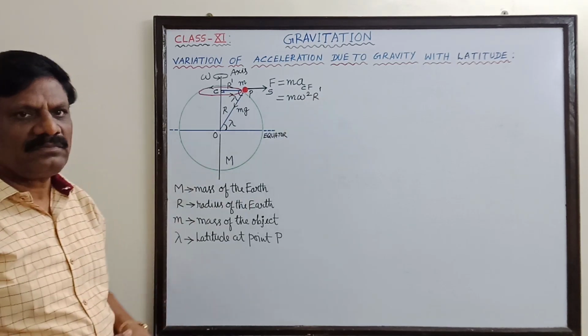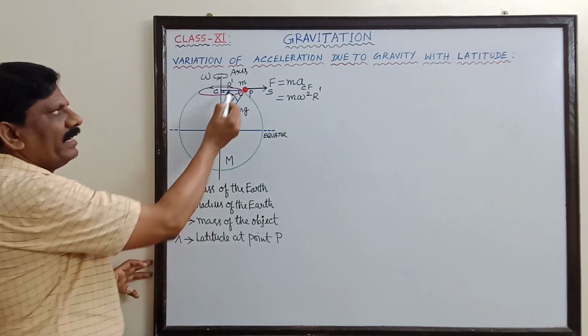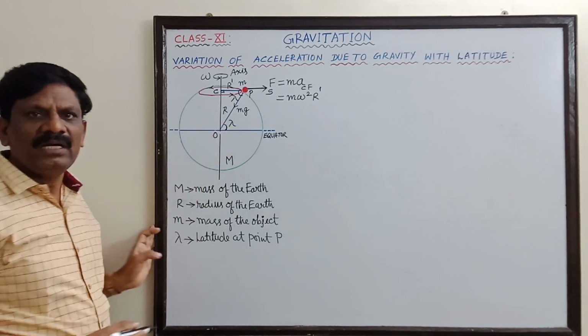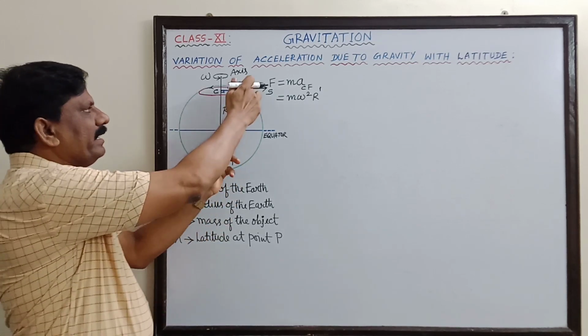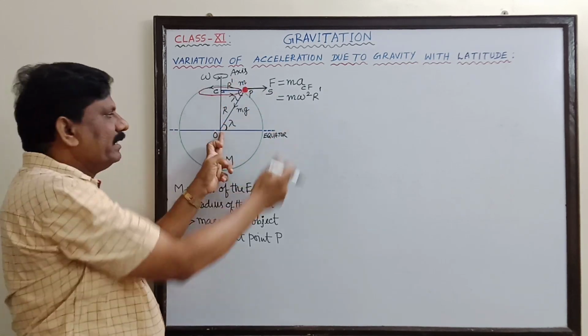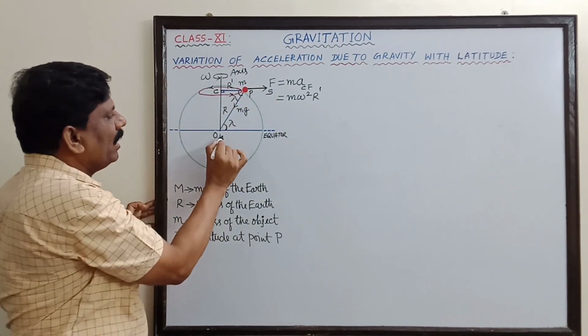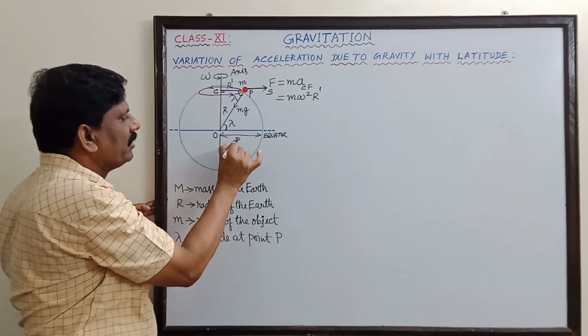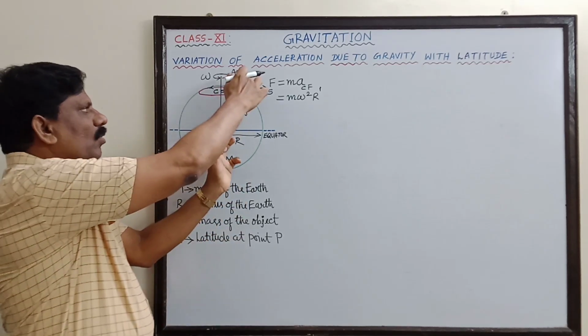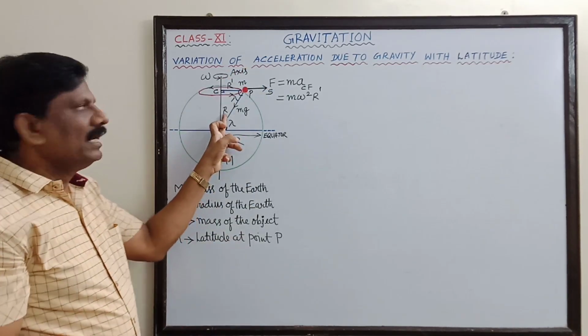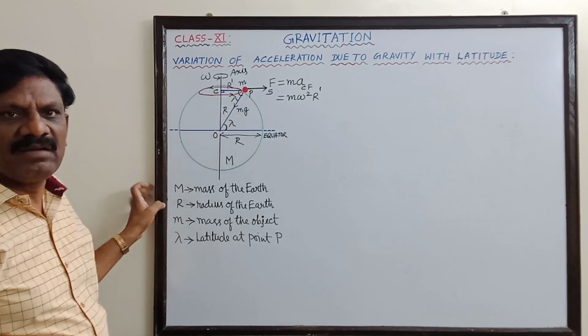Now I will get the relationship between r dash and r, where r is the actual radius of the entire earth. The earth is having a spherical shape and its radius is equal to what? R. That is, this radius is equal to r. So OP is equal to r. I am going to express r dash in terms of r.